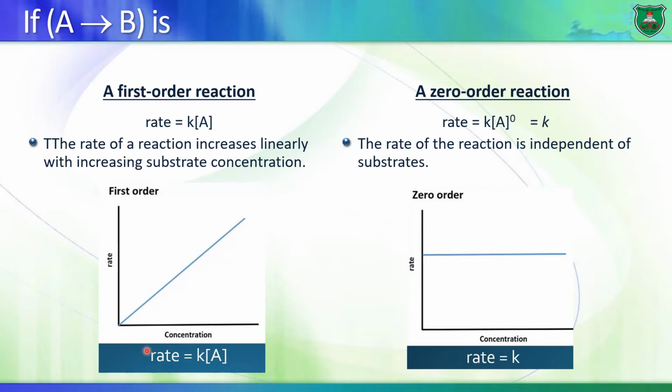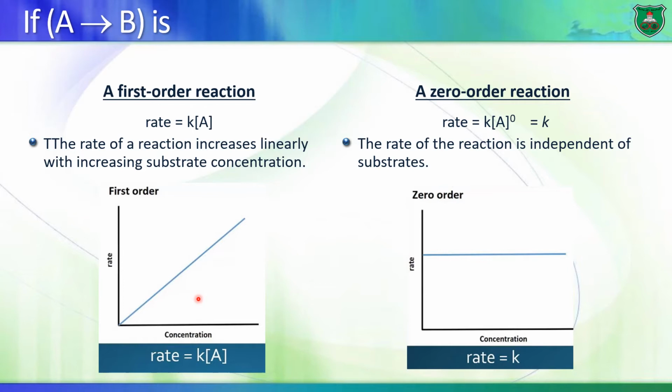So the higher the A concentration is, the higher the rate of the reaction is. Now this is known as a first order reaction, because you have only one factor that affects the rate of the reaction, which is the concentration of A. So you have this linear increase in the rate of the reaction.